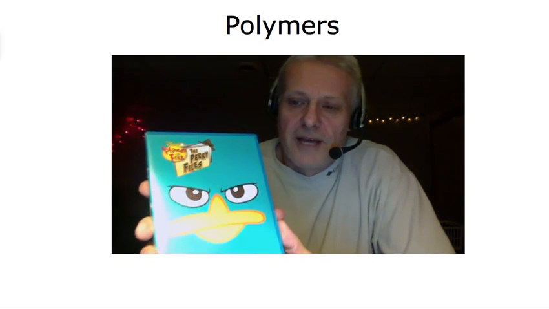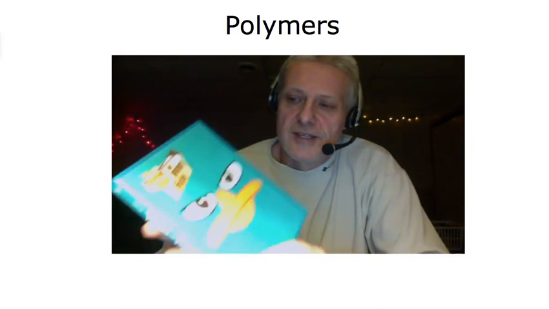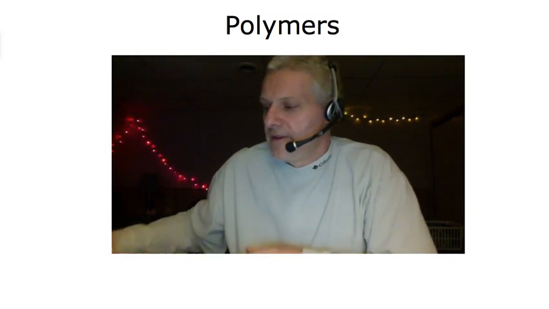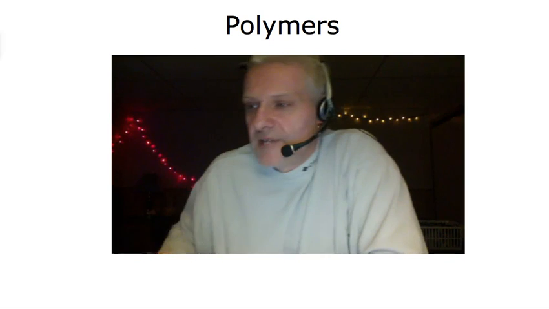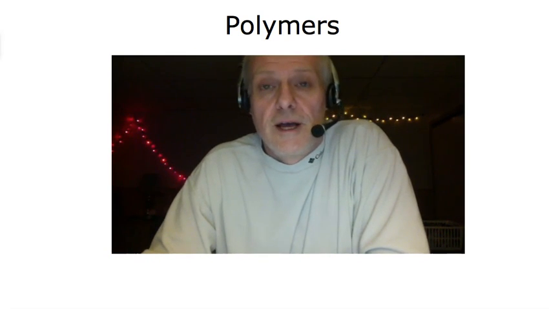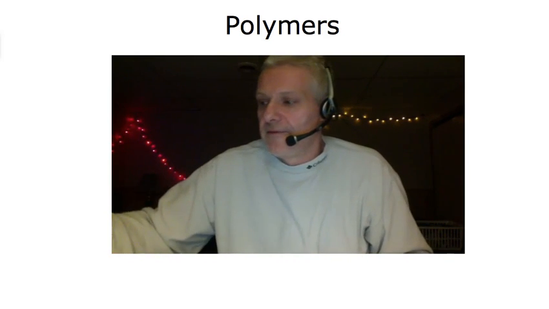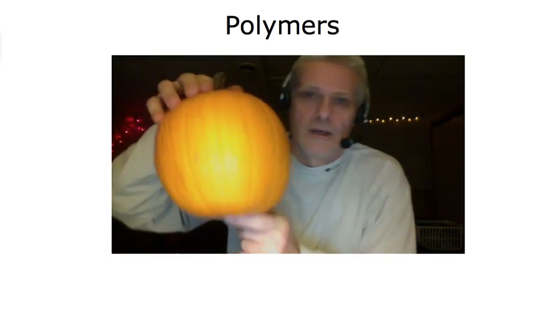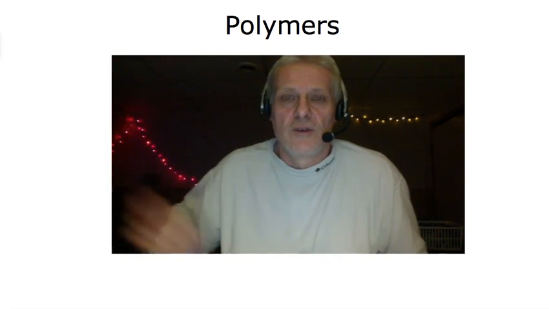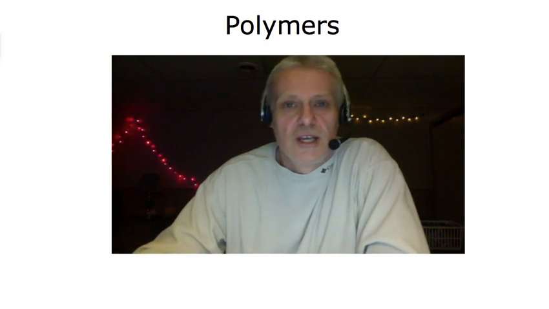My daughter's Perry the Platypus DVD, and on the outside there's plastic. The case is plastic. The DVDs are a different sort of plastic. All different types of polymers, but potentially made from the same general molecule. This shirt I'm wearing is actually a polymer. And finally, found this up in the kitchen, pumpkin. Pumpkins certainly have quite a few different biological polymers in their flesh and skin.